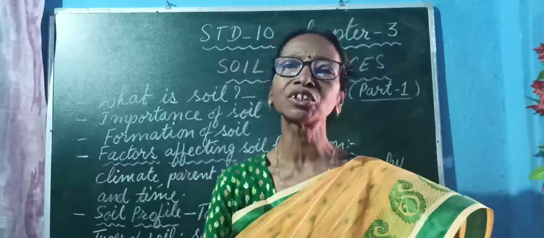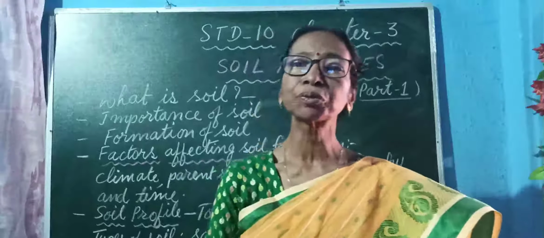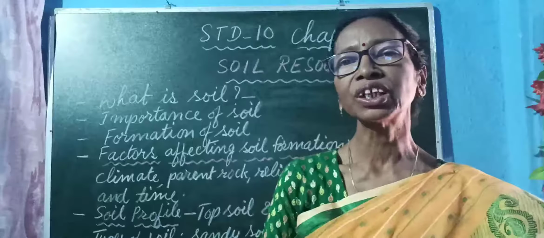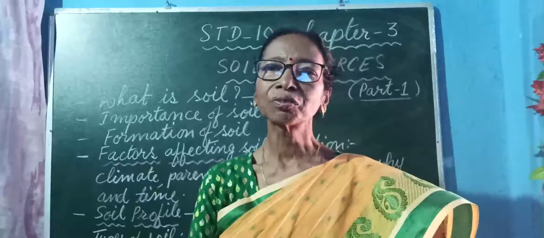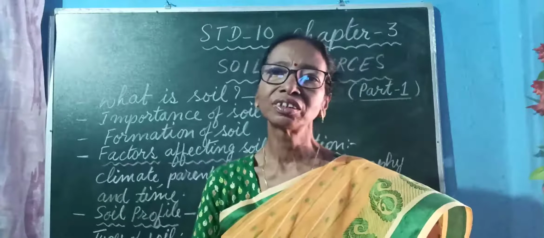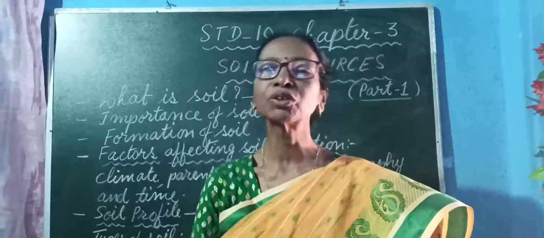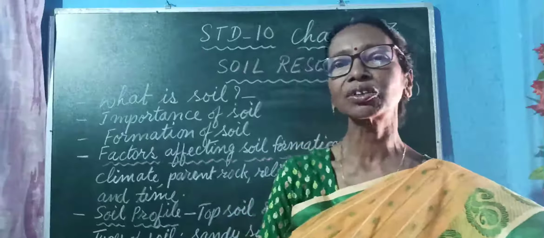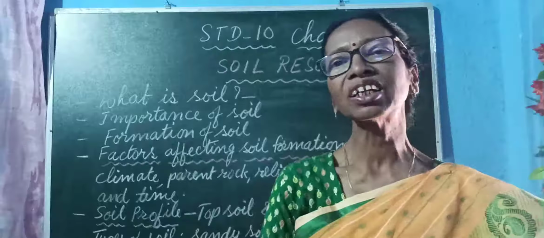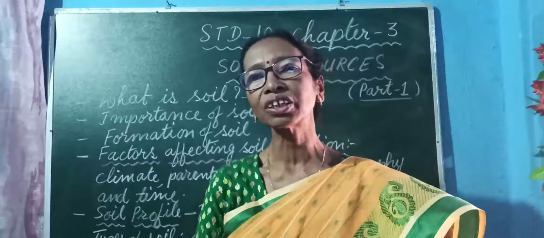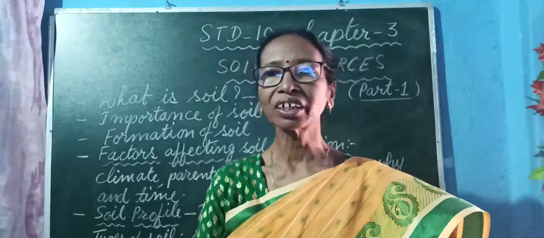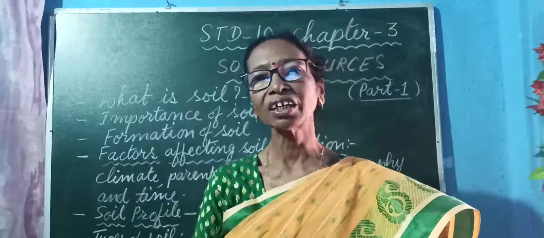Second is the parent rock. Whichever type of parent rock is found, that type of soil is formed. So it depends on the parent rock. For example, if there is red soil, why is it red in color? Because of the high content of iron oxide. So the parent rock has a high content of iron, and that makes soil with a high content of iron oxide and reddish in color.